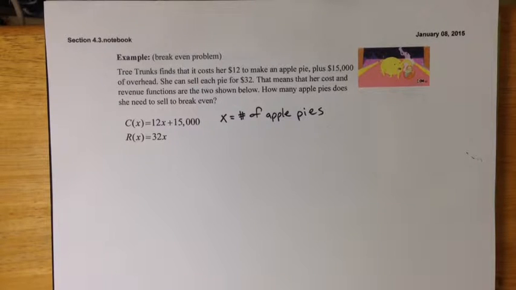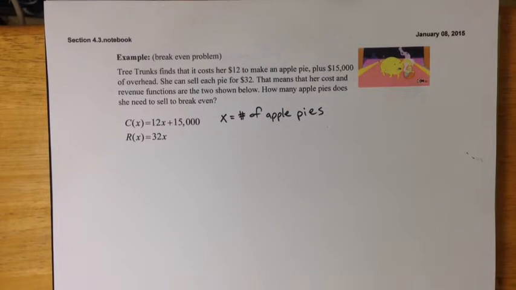Our question asks us, how many apple pies does Tree Trunks need to sell in order to break even? Breaking even is when your cost and your revenue are the same. The amount that it costs you to produce something is the same as the amount of money you get for selling it. So overall, you're not making any money, but you're also not losing any money in the production. That's what the break-even point is.